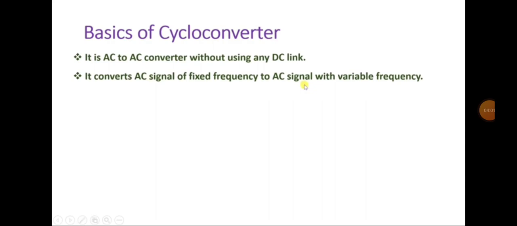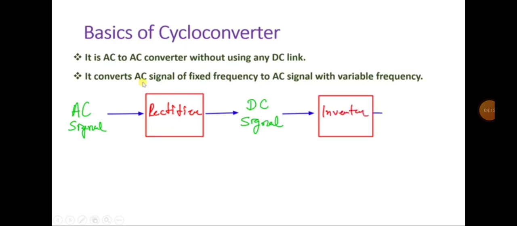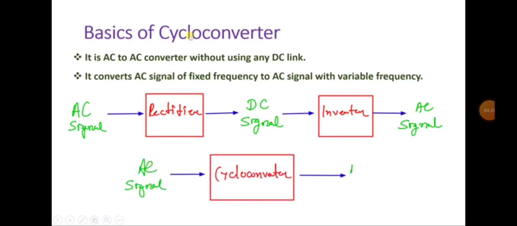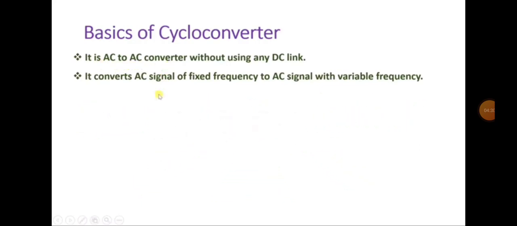There are many applications where we need to change frequency. By using a cycloconverter, we can change frequency without using any DC link. There is one more way to change one AC frequency into another, where we convert that AC into DC and DC into the other AC frequency, which is very bulky. But in a cycloconverter, we don't use a DC link. We directly convert one AC signal to a second AC signal.